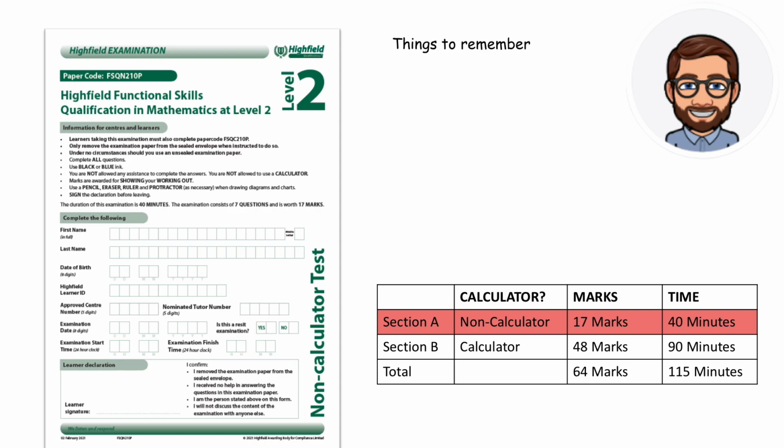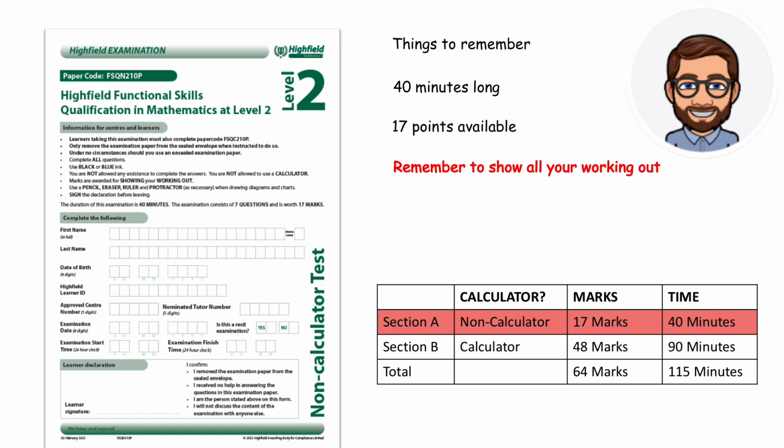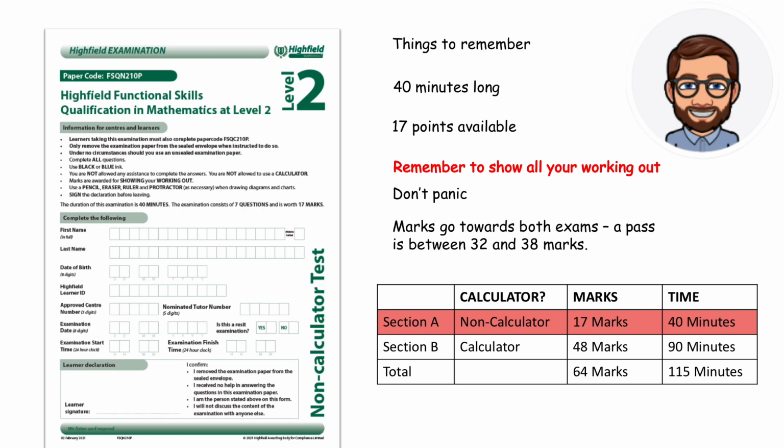Things to remember. The exam is 40 minutes long. There are 17 points available. Remember to show all your working out. And don't panic. If you don't know an answer to a question, move on to the next question. Marks go towards both exams. A pass is between 32 and 38 marks.